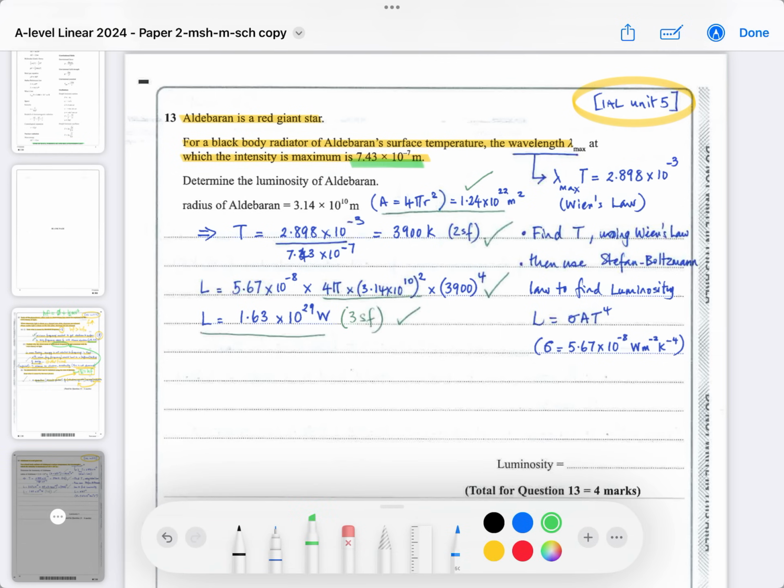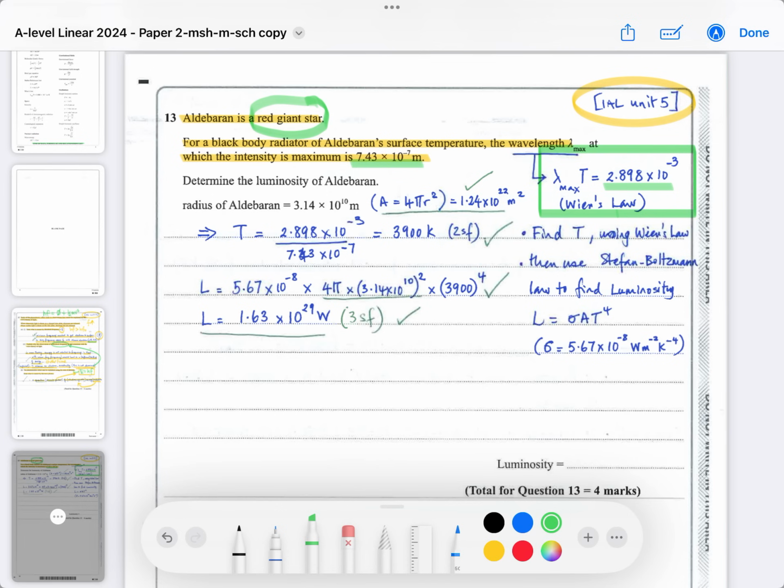The peak wavelength emitted by this red giant star is 7.43 times 10 to the minus 7 meters. There's an equation called Wien's law: if you know lambda max, you can work out the temperature, because lambda max times temperature always gives you this constant, which is given to you in your data sheet. You can work out what the units are; I just haven't put the units in.